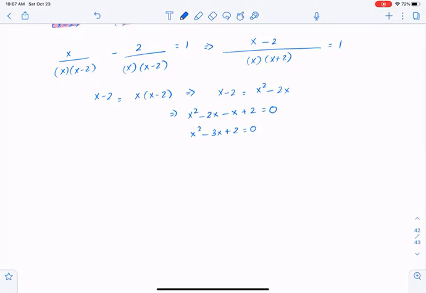And that is something we can factor. And it would factor as x minus 1 times x minus 2. Since we have two factors, we set each factor equal to 0 and solve for x. X minus 1 equals 0, x minus 2 equals 0, which would mean the two solutions are x is equal to 1 and x is equal to 2.